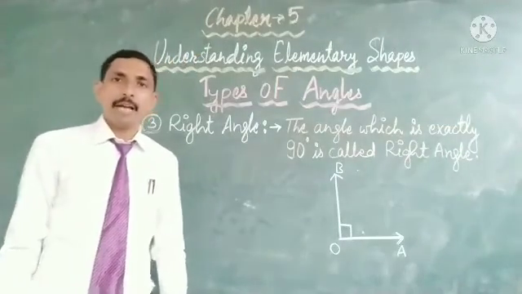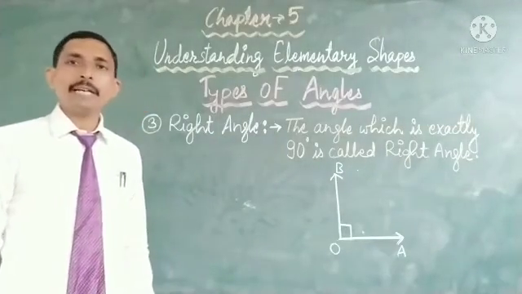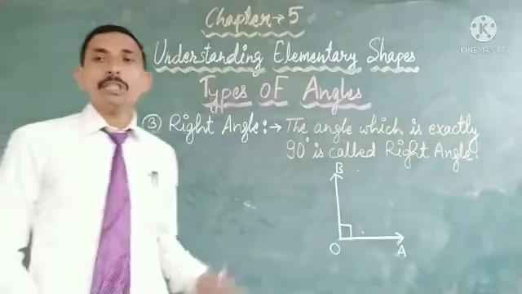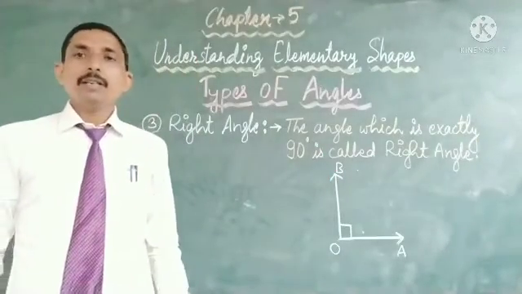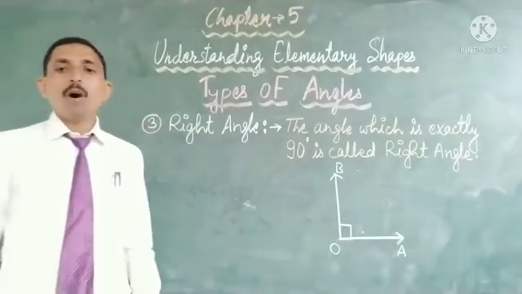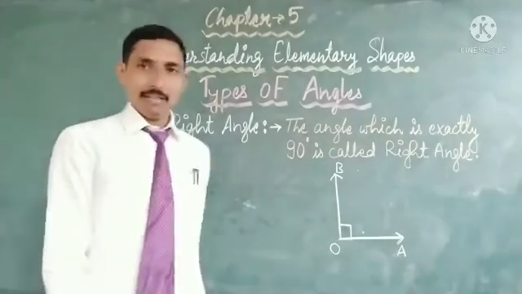Okay my dear students, now our third angle is right angle. So what do we mean by right angle? The angle which is exactly 90 degree is called right angle. The angle formed that measures 90 degree is called right angle.